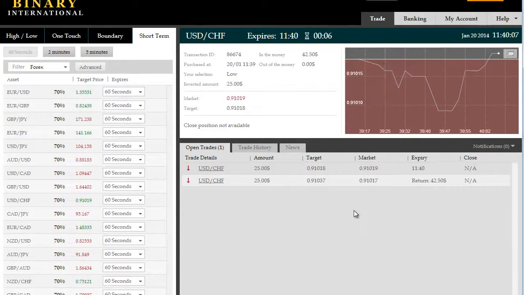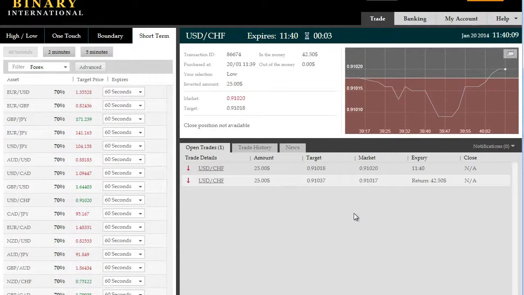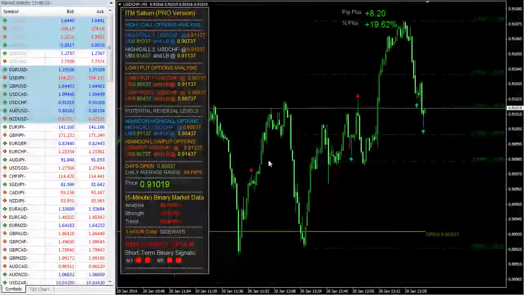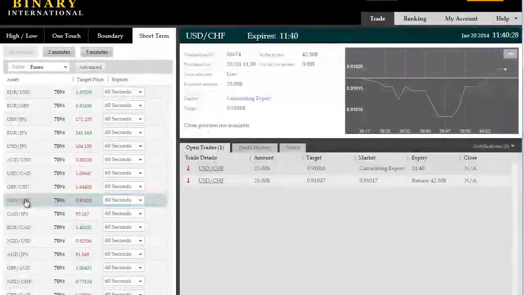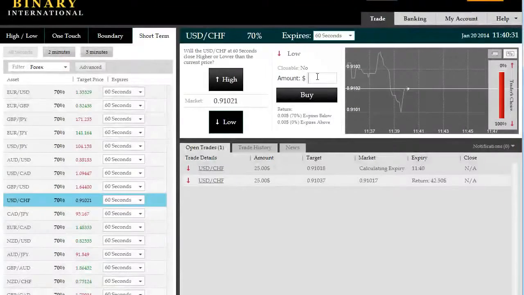We're not going to look at these chart fluctuations, and if this expires out of the money, we will retaliate with a double up on a higher probability trade. So this has expired out of the money. Now let's go over to the charts again shortly. I'm just showing you what the charts are saying. We have high probability bearish momentum here. So what we're going to do is double our investment to $50 and take a short trade on the US dollar Swiss franc, 50, and click buy.